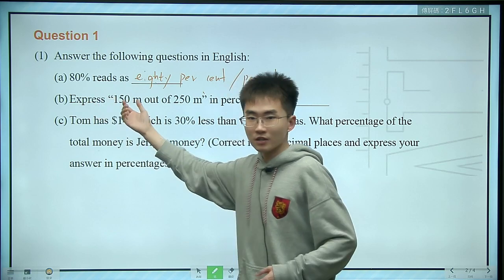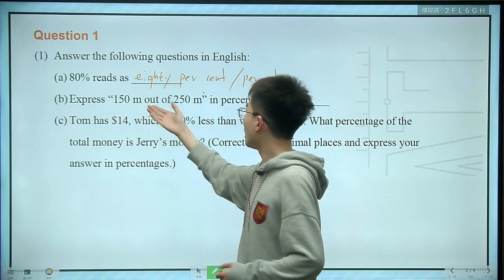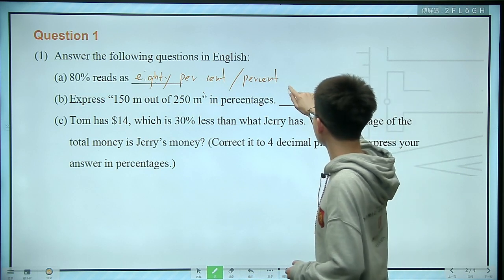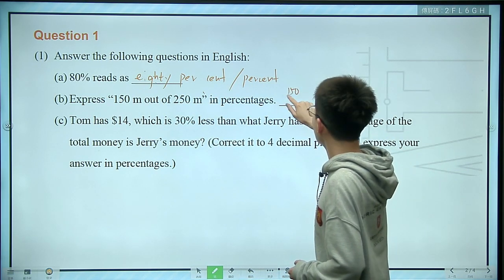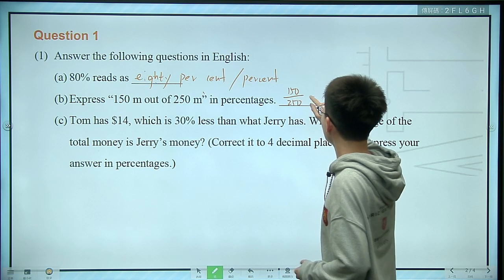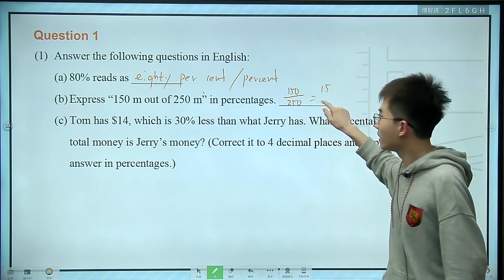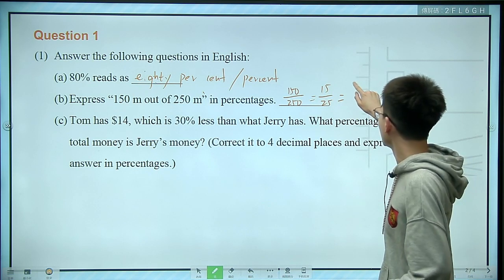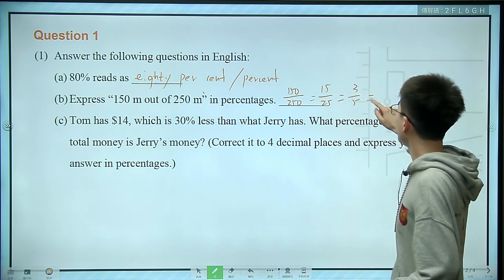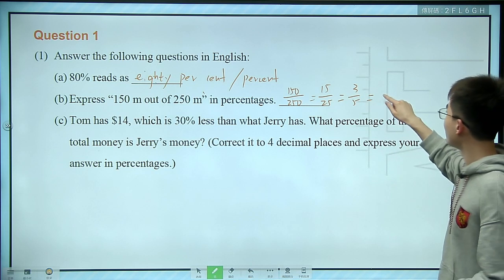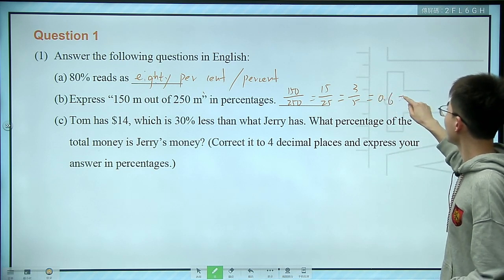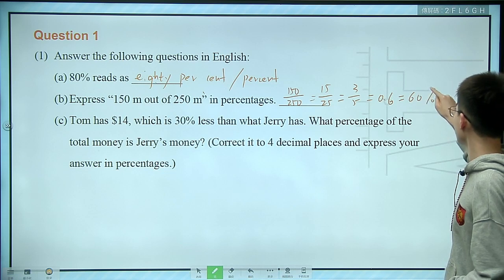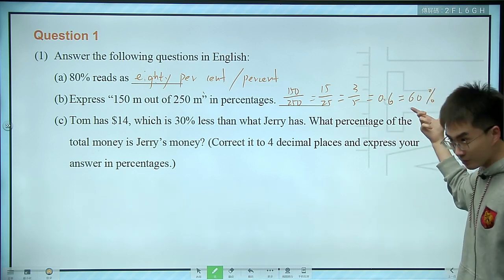Question B, express 150 meters out of 250 meters in percentages. It is quite straightforward. You just use 150 over 250, and you get 15 over 25, which equals 3 over 5. And as we all know, 3 over 5 equals 0.6. And the final step, just to convert it into percentages, it will equal 60%.